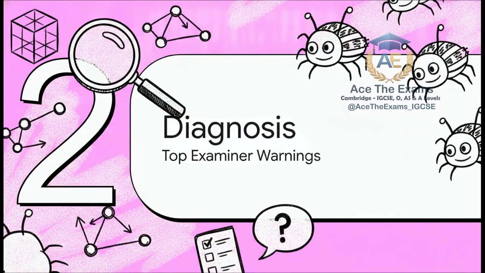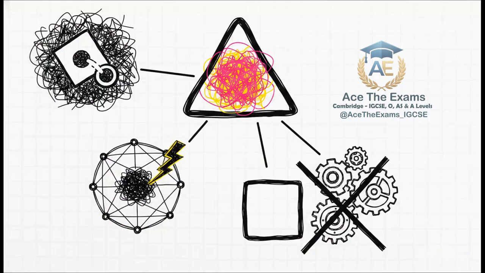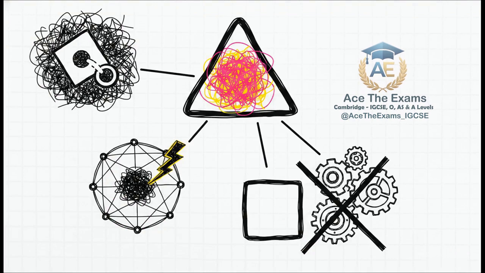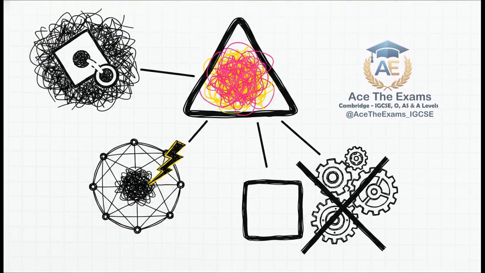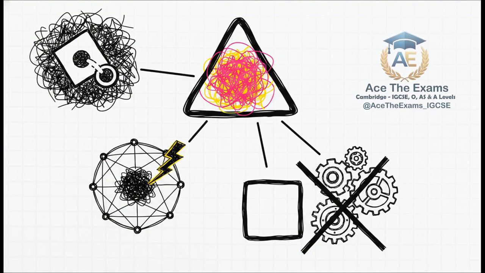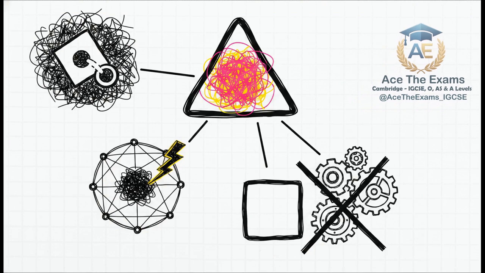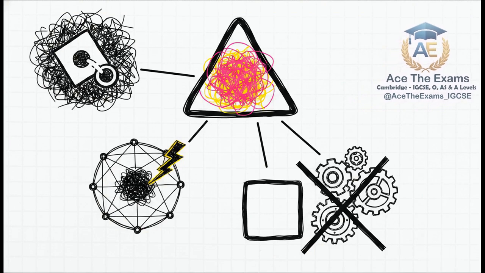Moving on to Section 2, diagnosis. Uncovering the top examiner warnings. It is time to put on our detective hats and look at the real symptoms of a bad exam script. This is where we diagnose the mistakes made by our rushing student, Sam. According to Cambridge's data, these are the top 3 critical errors that consistently bleed marks in network and topology questions.